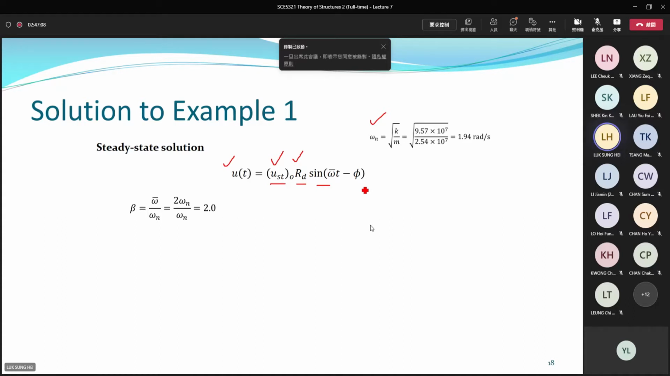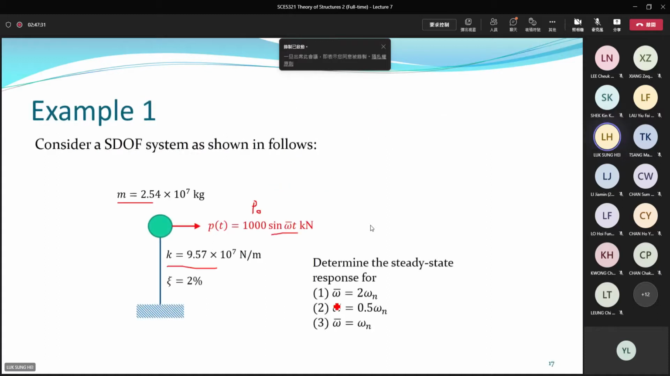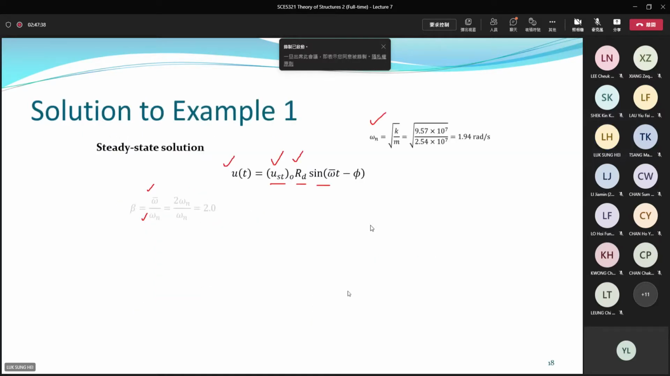The steady state solution depends on frequency ratio beta. Beta is defined as the loading frequency over the natural frequency of the system. Remember this pattern: loading frequency at the top, natural frequency at the bottom. According to the question, part one, we assume that loading frequency is 2 times natural frequency. So simply speaking, beta equals 2.